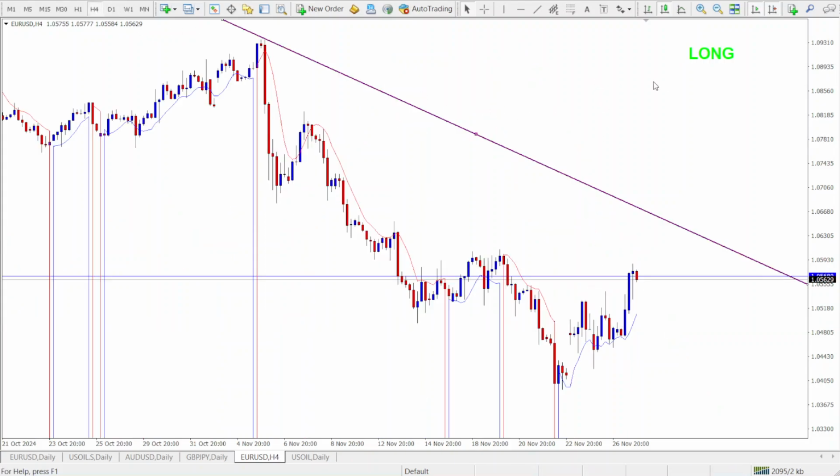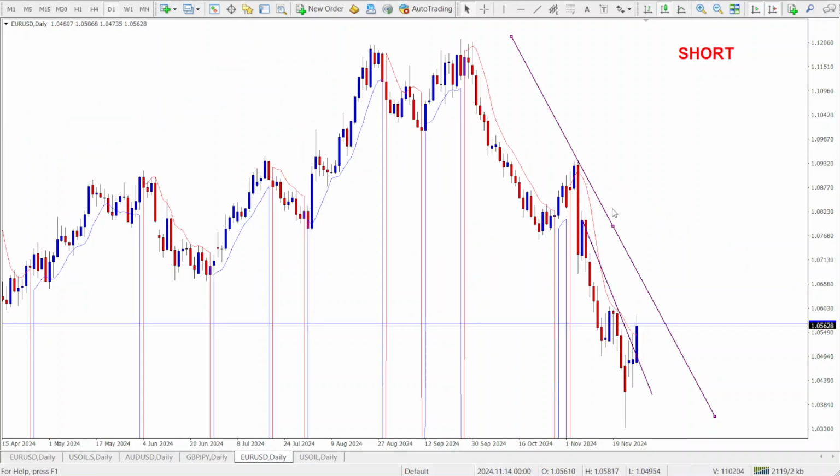On the 4-hour time frame, it shows that the prevailing trend is a buy trend. I want to believe that maybe because this bullish breakout happened here, that's the reason why it's now indicating a long trend, because ideally after this bullish breakout, we should have the price go up. On the daily time frame, the sell is still dominating, so we still have this as a short trend.